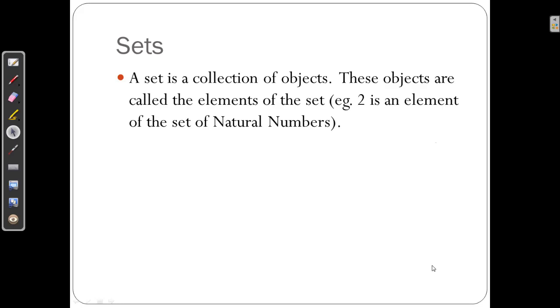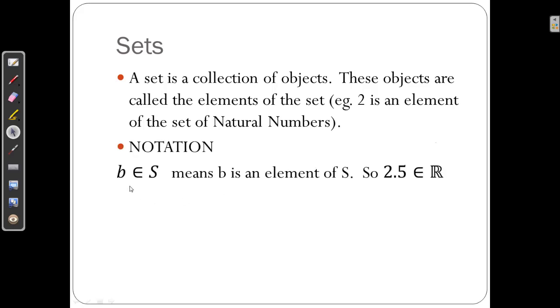Sets. So first we're going to define a set. A set is just a collection of objects, and those objects are called the elements of a set. Probably should have made that bold since that's an important term. So for example, 2 is an element of the set of natural numbers. See, we saw that in the last lecture.